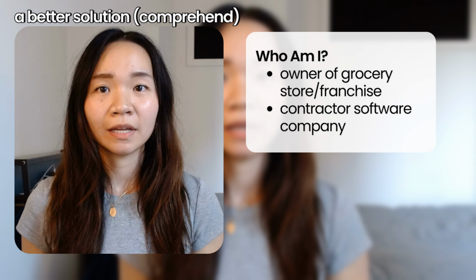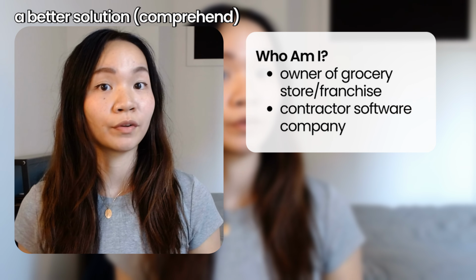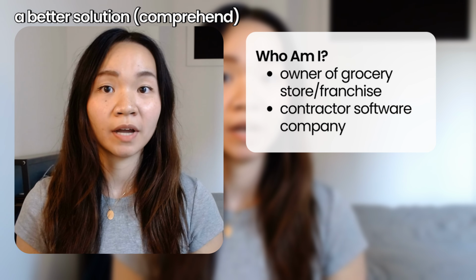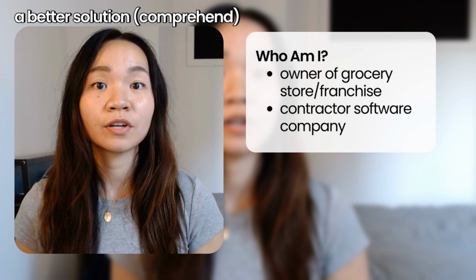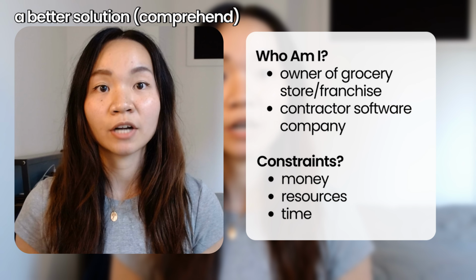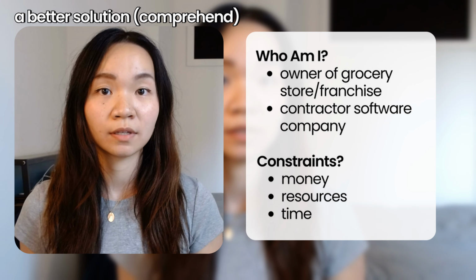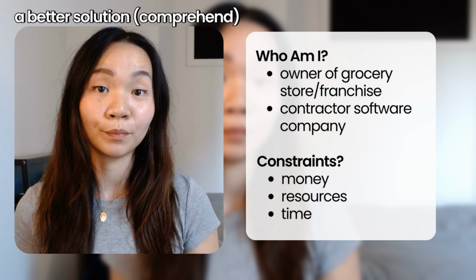Also, who am I? It's important to clarify the perspective I should take as PM. Am I the owner of the grocery store with a franchise? Am I a software company building this out for grocery stores? On constraints, I'd want to understand if there are any limitations around money, resources, or time that I should keep in mind as I think through my solutions. Knowing this helps me design something that's not only useful, but also realistic to implement.